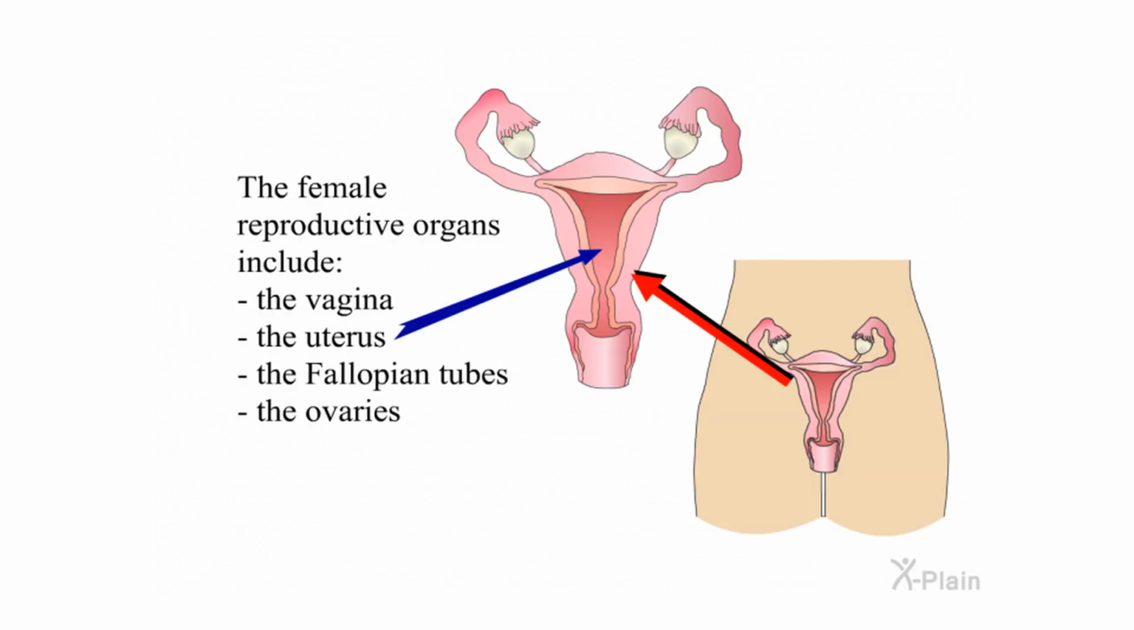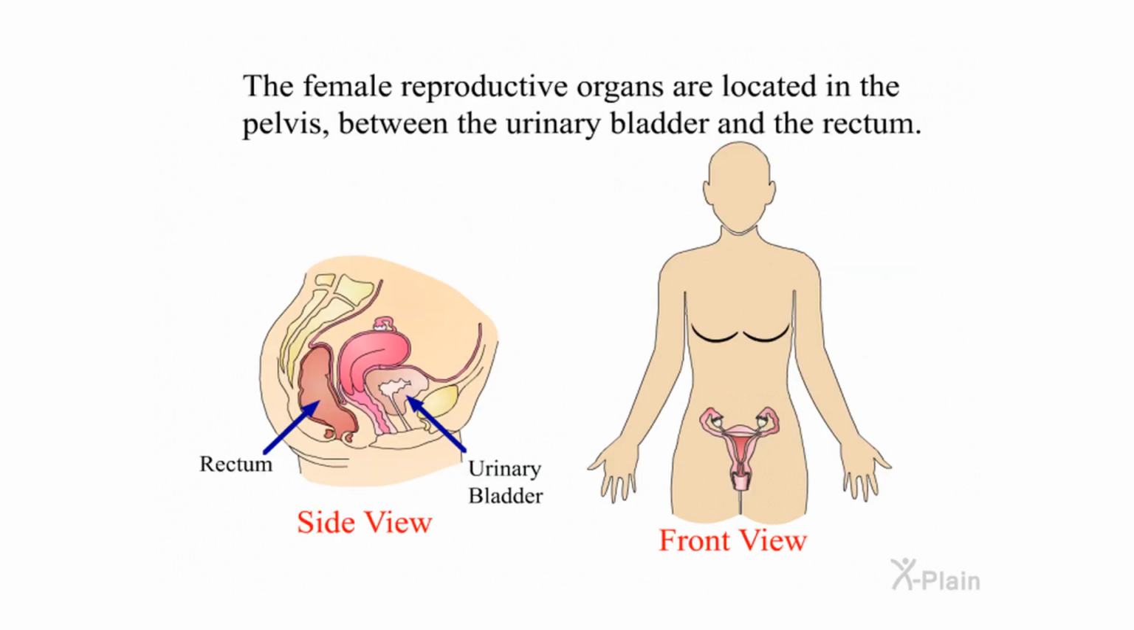Anatomy. The female reproductive organs include the vagina, the uterus, the fallopian tubes, and the ovaries. The female reproductive organs are located in the pelvis, between the urinary bladder and the rectum.